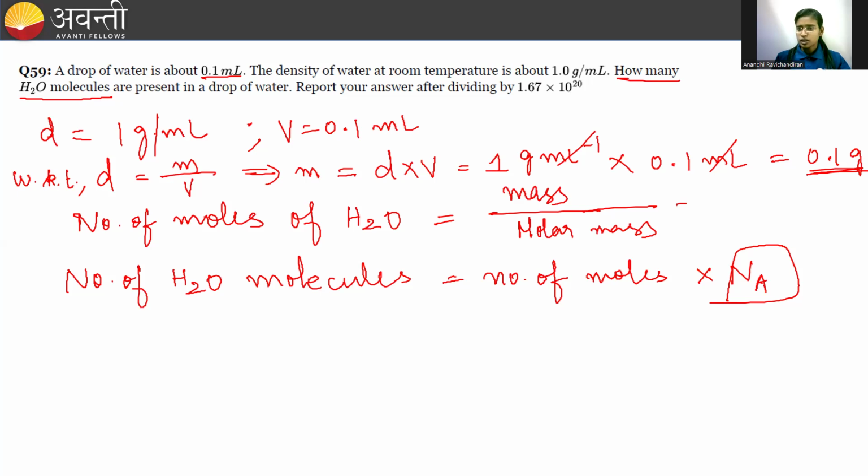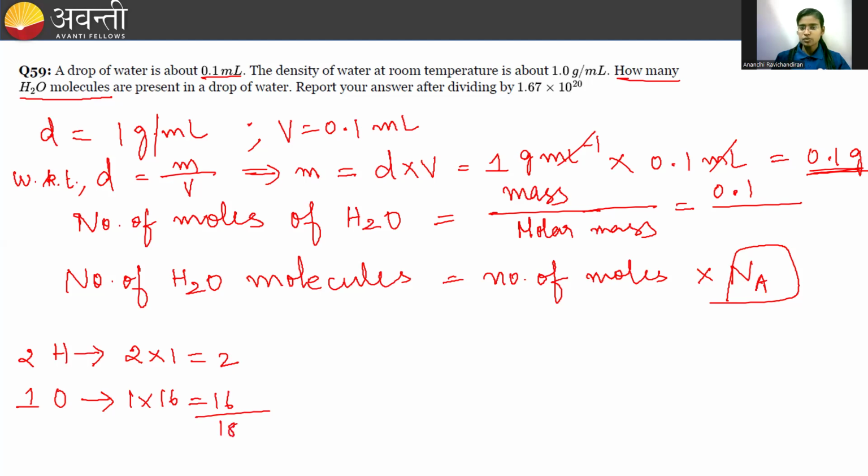So substitute 0.1 in place of mass, divided by molar mass. The molar mass of water is 18. So how are we getting it as 18? The atomic mass of hydrogen is 1. Since we have 2 hydrogen in our compound H2O, we have to multiply 2 into 1, which will come out to be 2. And atomic mass of oxygen is 16. So we have only 1 oxygen, so 1 into 16 is equal to 16. 16 plus 2 is 18, and this is the molar mass of water.